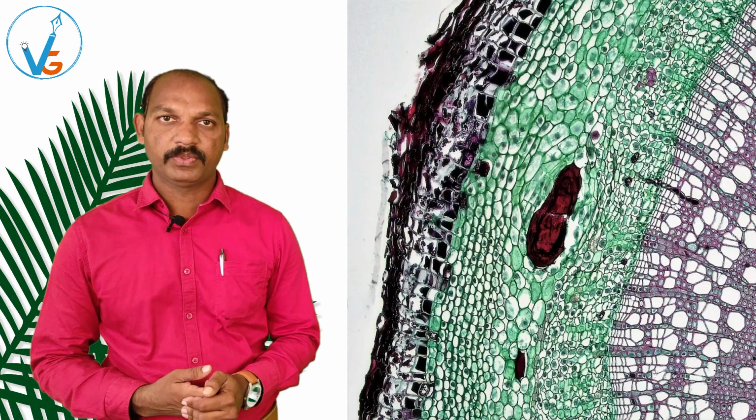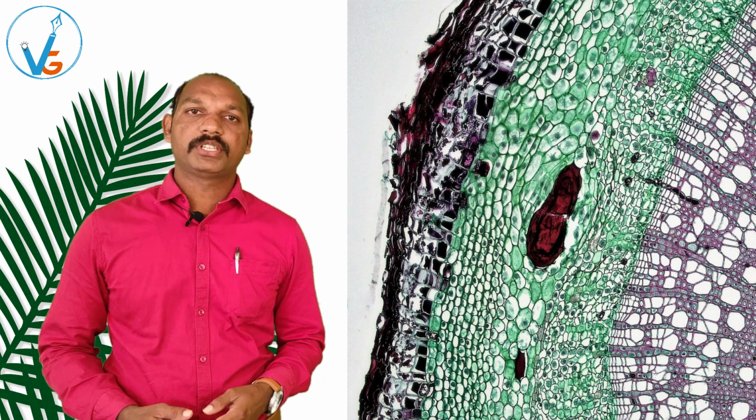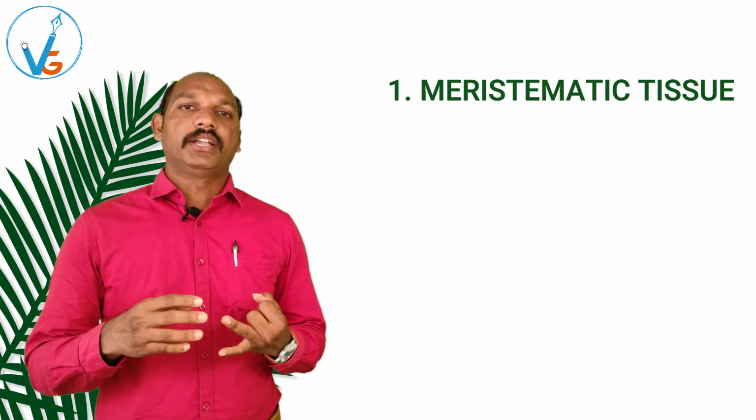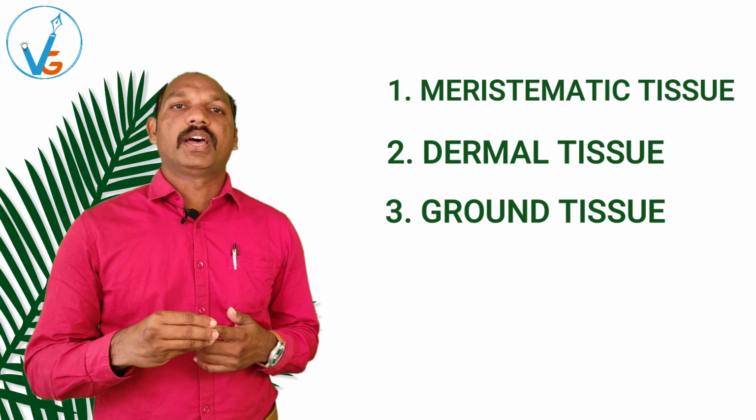So today our topic is plant tissues. The plant tissues are classified into 4 types based on their function and location. Those are meristematic tissue, dermal tissue, ground tissue and vascular tissue. So let us see about the first one, that is meristematic tissue.